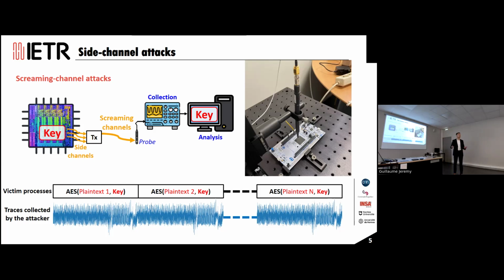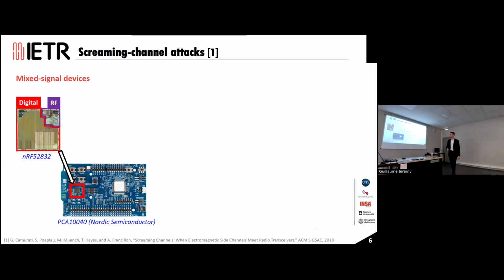So at what kind of device can this attack happen? This attack was first demonstrated in 2018 by Giovanni Camurati and Hall on a mixed signal device, which is the nRF from Nordic Semiconductor. A mixed signal device means that on the same silicon die, we have a digital part that is going to compute the cryptographic process and a radio frequency module that is going to be used to transmit legitimate signals.